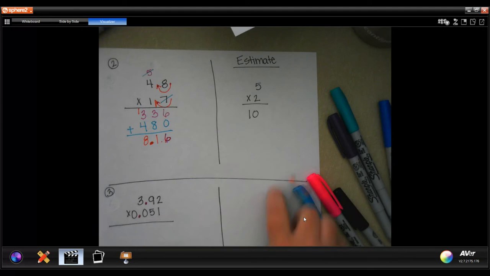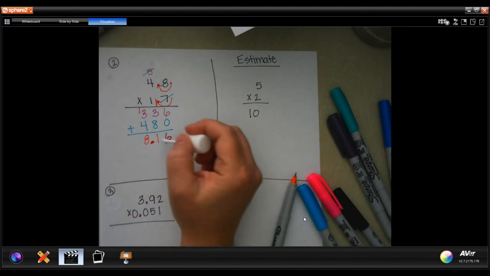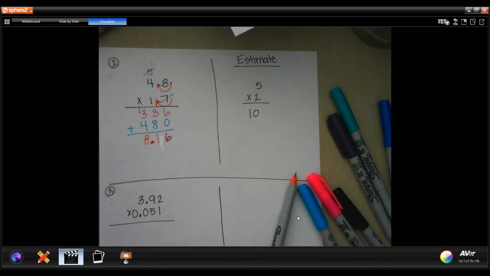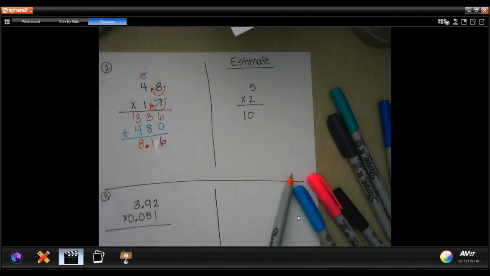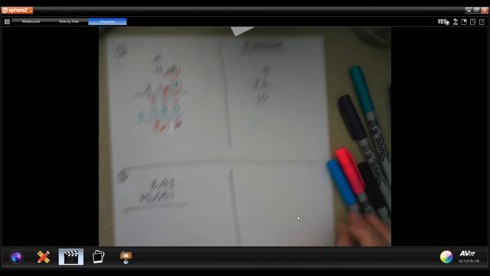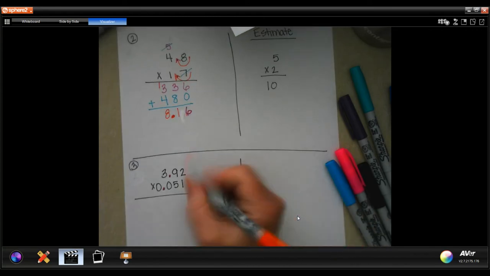I accidentally made a little orange dot there and I don't want it to confuse anyone, so white out to my savior. So 8.16. Pretty close to 10. We didn't do too bad. So now I'm going to come down to the next problem. We're going to do the same thing.